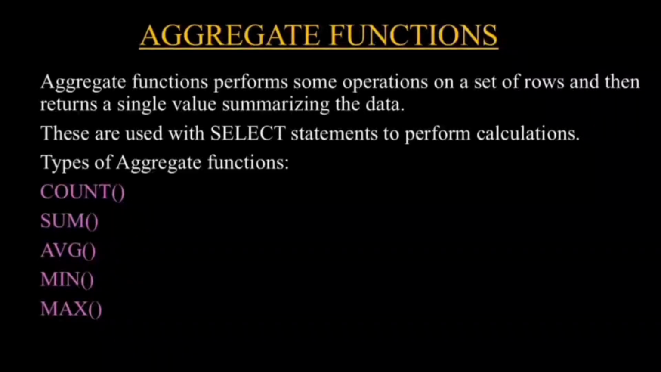Suppose you want to find the highest salary among all employees. You can use the max function to do this. Coming to minimum salary, if you need to know the lowest salary an employee is getting, you can use the min function. And to find out the average salary paid to employees, you can use the average function. If you want to know the total salary expense for all employees, the sum function is what you need. And to find out how many employees are in the company, you can use the count function.